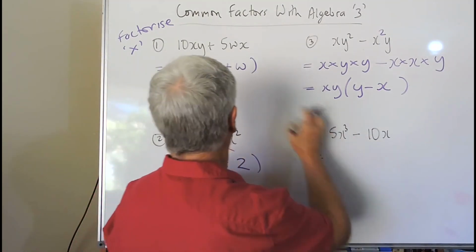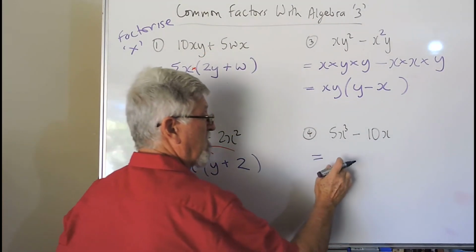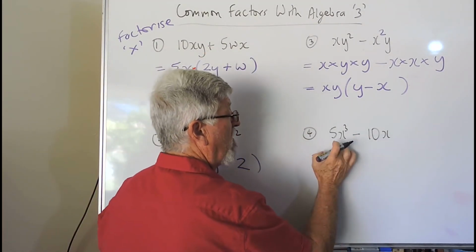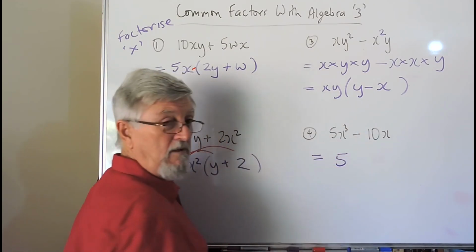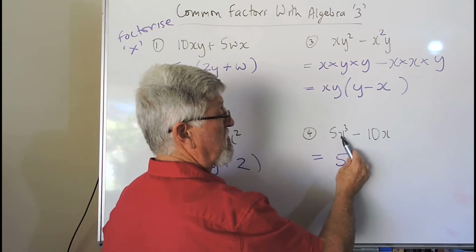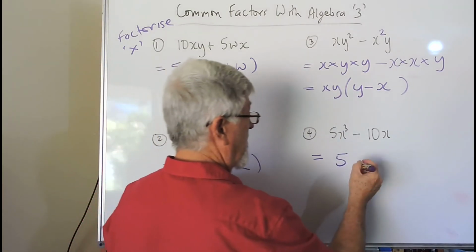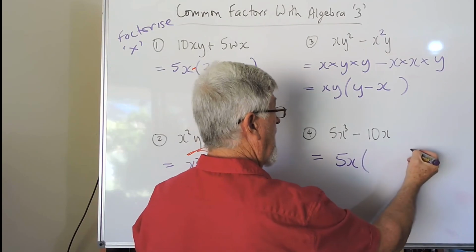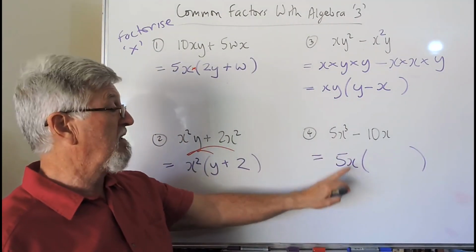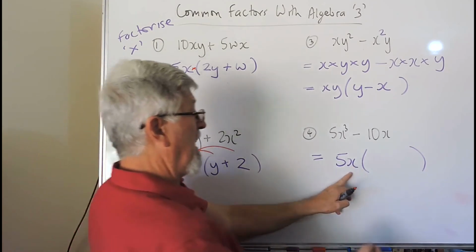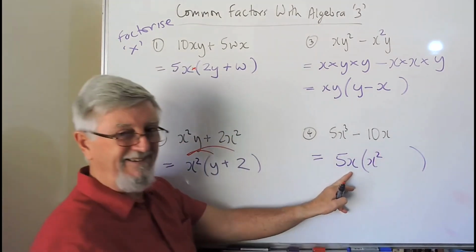5 and 10, I've written 5 and 10 again, make it easier. Could have written other numbers, but let's stick to the 5 and the 10. So 5 will go into that and 5 will go into that, so I can put a 5 on the outside. This is an x cubed, which is an x times an x times an x, and there's another x over there, so one x can go out. You can't take out an x squared, you can't take out the x cubed. Let's have a look what's left. So x times what would give me x cubed, and that's an x squared.